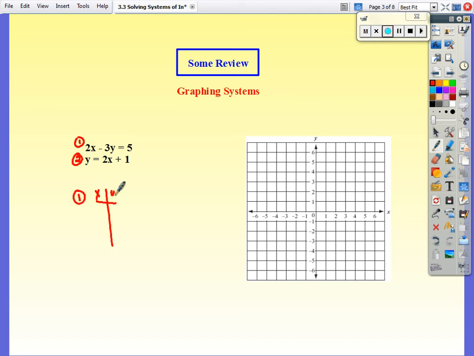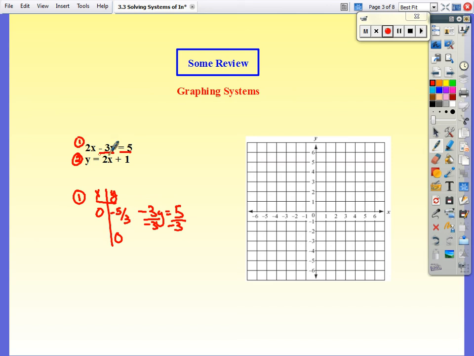For this one, I'm going to use x and y-intercepts because I'm going to use the slope-intercept form for number 2. So I'm going to plug in 0 for x. And notice what we have is negative 3y equals 5. And so I divide by negative 3. And so what you notice here is we get negative 5/3.